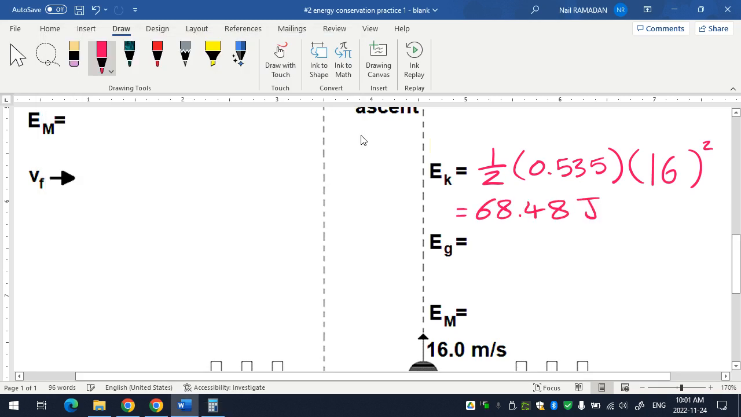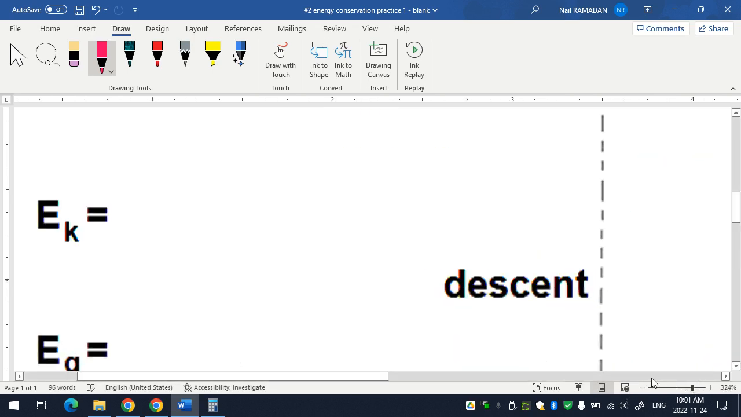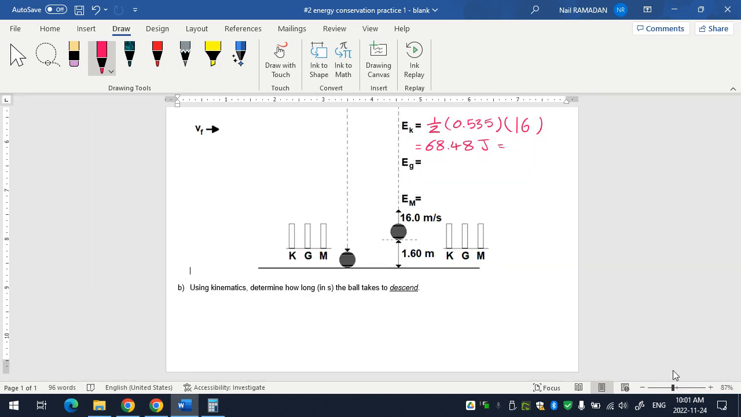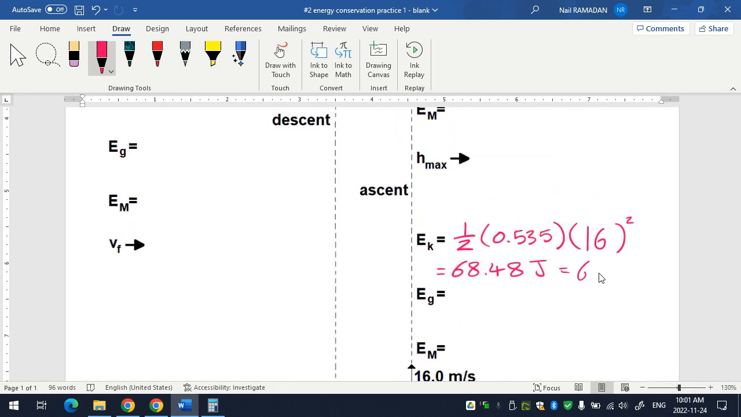68.48 joules. Technically, what's the sig fig for all the numbers that went into this calculation? 3: 16.0 and 535. So what would this be to 3 sig figs? 68.5. In joules. All right, 50% of the work is done.